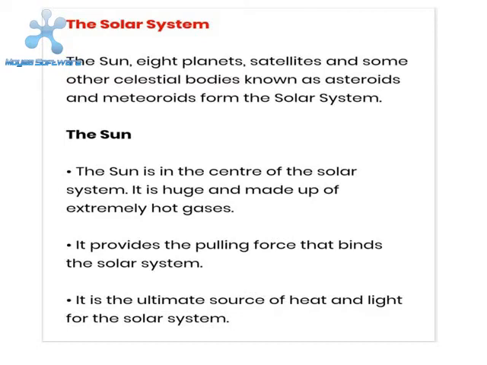Third point, it is the ultimate source of the heat and light for the solar system. As we all know this point very clearly, the Sun is the only ultimate source of the heat and the light in the solar system.